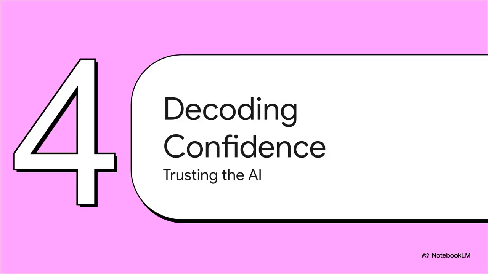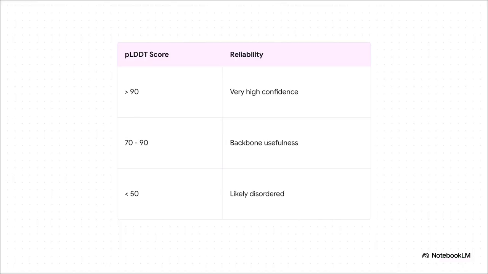Which brings us perfectly to Section 4, decoding confidence and accuracy. Basically, how we can trust the AI. If you're using this tool in your research, this little confidence cheat sheet is going to be your best friend. It shows exactly what the per residue confidence score, the pLDDT, means for your hypotheses.